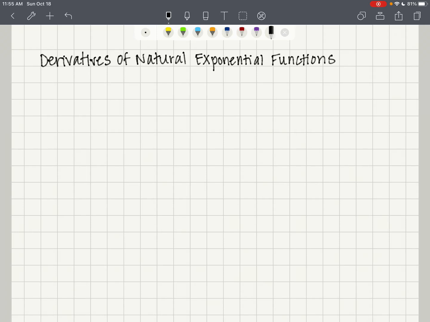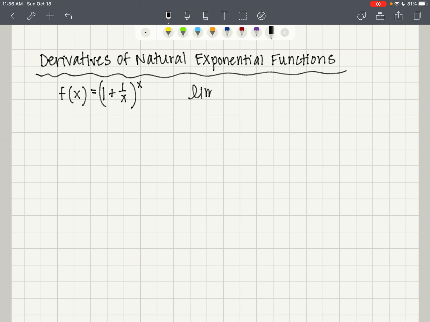In this lesson, we're going to learn about derivatives of natural exponential functions. Now, we know that the natural exponential function, e to the x, comes from the function we talked about, f of x equals 1 plus 1 over x, raised to the x. If we have the limit as x approaches infinity of f of x, that is equal to e. And then if we take that e and raise it to the x power, we have the exponential function. So the exponential function, f of x equals e to the x, is the one that we're going to be working with, and we're going to talk about its derivative.